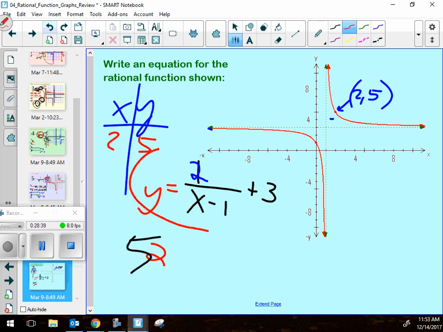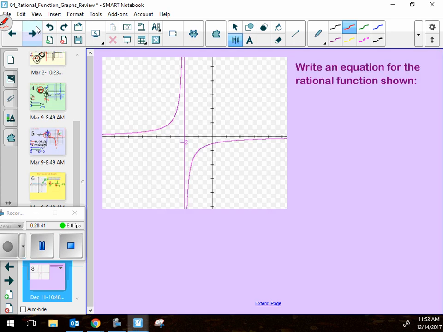I'm impressed. Okay, this one's harder to see. There's no stretch factor, but what do you think there is? There's a flip, a reflect, a negative in front. Yes. So it's still moved to the left too.